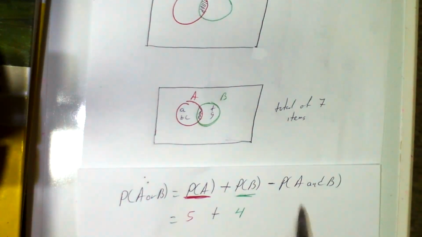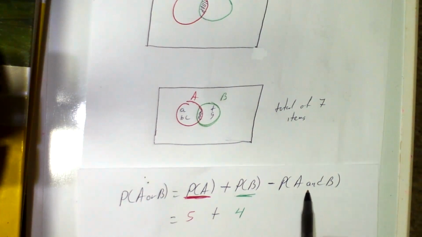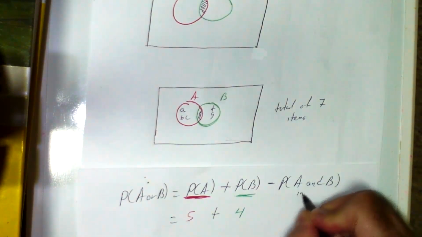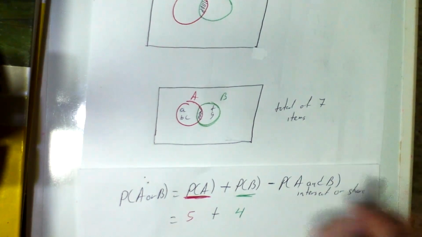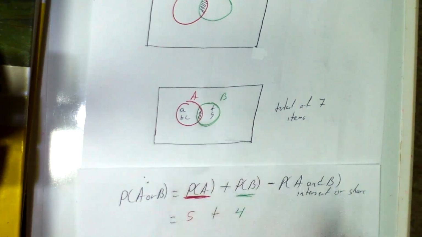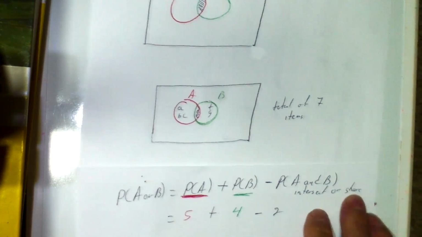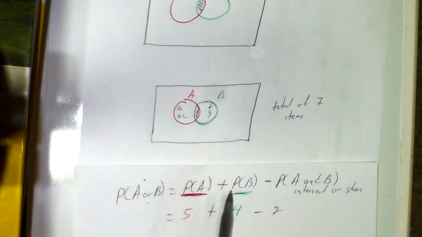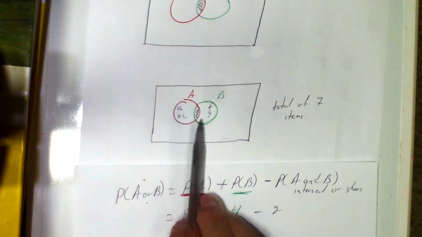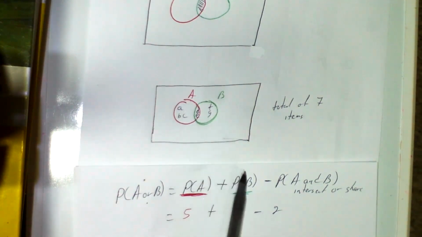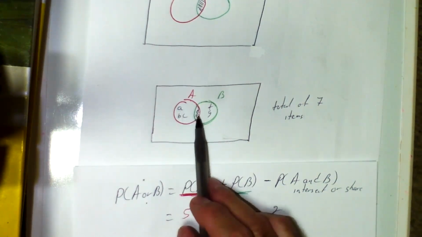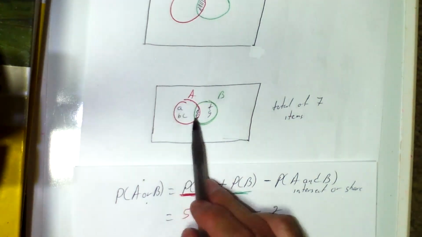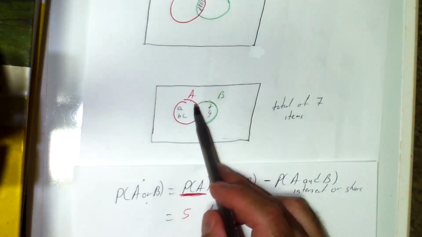And then this part says, where are they intersecting? How many elements do they share? Where's the intersection or the share? How many do they share? They share 2. Now, if you think about it, if you go back to our formulas, notice the red one, we counted D and E, but when we did the green, we also counted the D and E. So we're counting D and E twice.